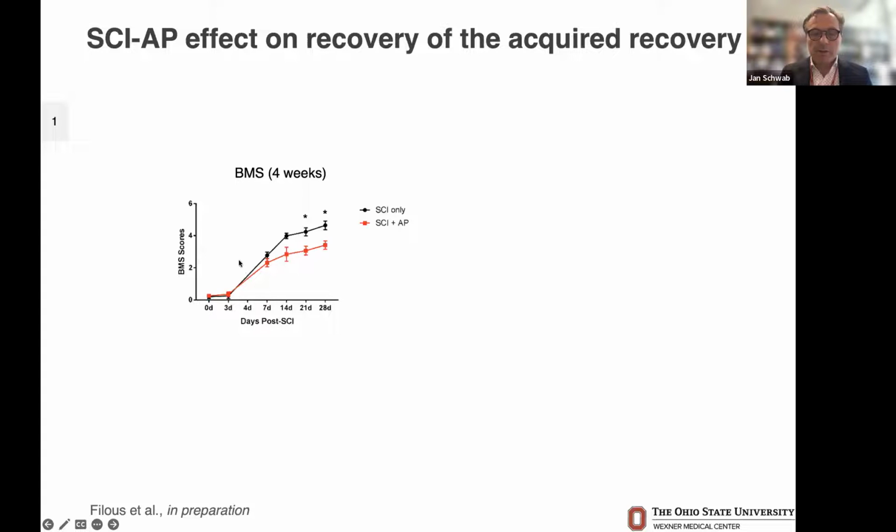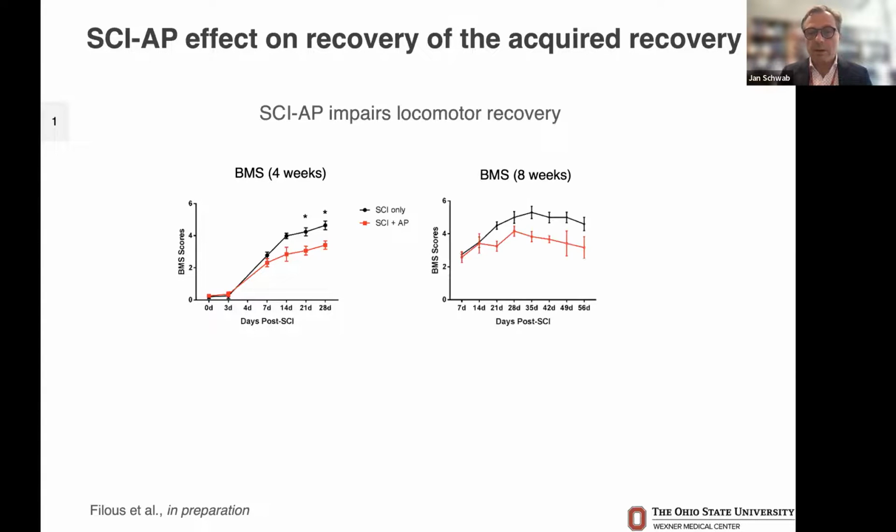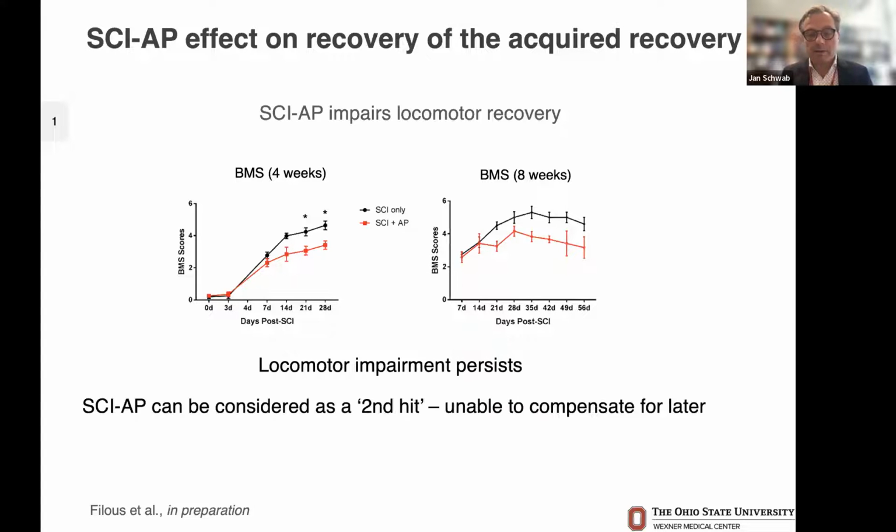Early on, I should also indicate that the inoculation has been done at 3 days. And if you look here for 4 weeks, the recovery is blunted. However, we also wanted to know whether long-term recovery is really affected, or whether these animals can compensate for that impaired recovery later on. So we added additional cohorts with longer survival, 8 weeks, and here, corroborating the detrimental effect of the acquired infection, this locomotor impairment persists.